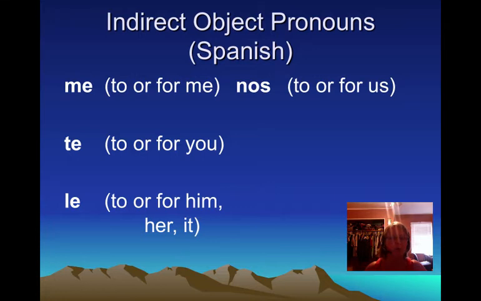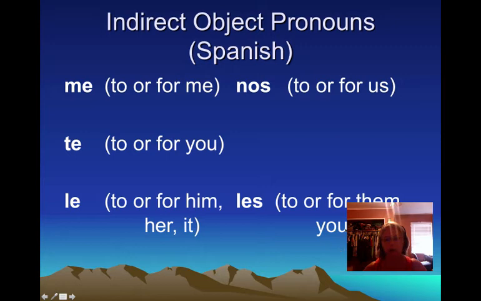Nos, to or for us. Finalmente, to or for them or y'all is going to be les, just like over here is le. Les is also gender neutral, so we're going to have to add some information to that. All right, let's go on.